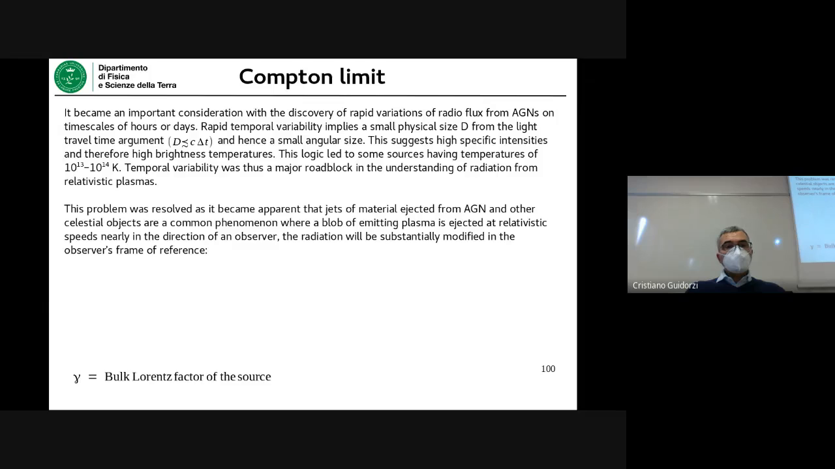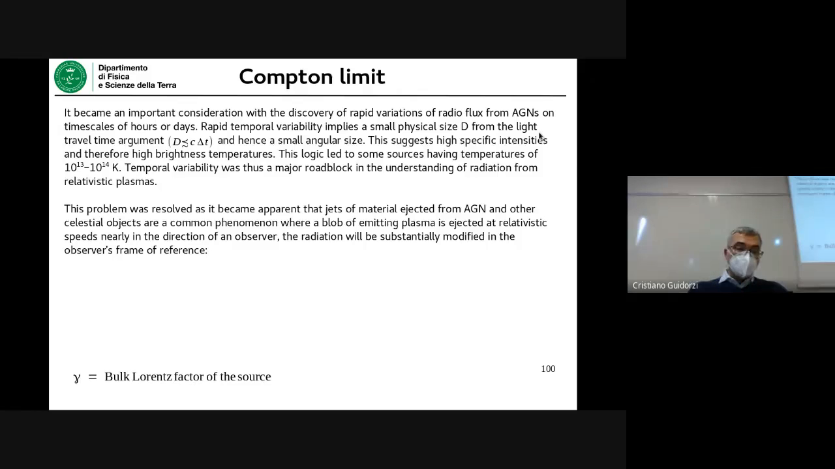You measure the flux density, and using the variability argument, you measure the size of the source. So if you know the distance, you automatically know the angular size of the source, even if you cannot measure it directly. You measure the flux, you measure the angular size, so you can work out the intensity. Once you know the intensity, you can calculate the brightness temperature. They found out that indeed, as I was mentioning before, the brightness temperature was above the Compton limit, 10 to 13, 10 to 14 Kelvin in the case of AGN.